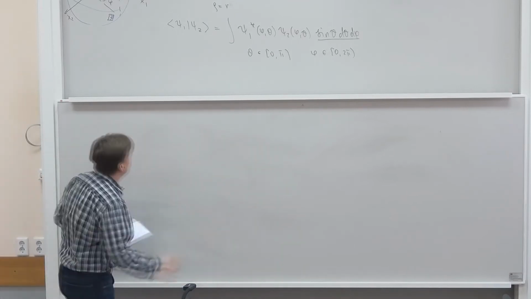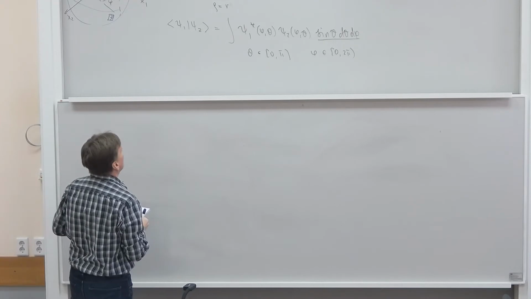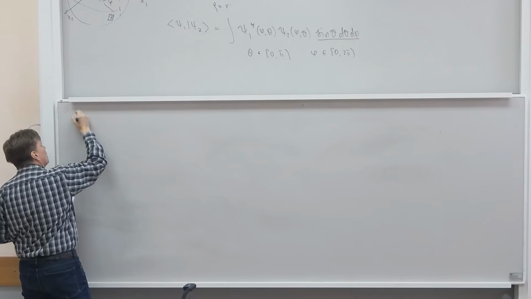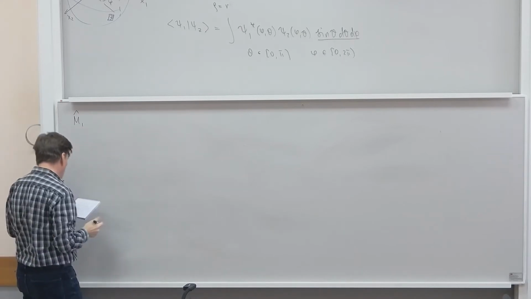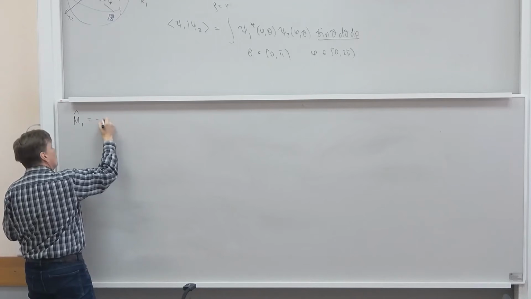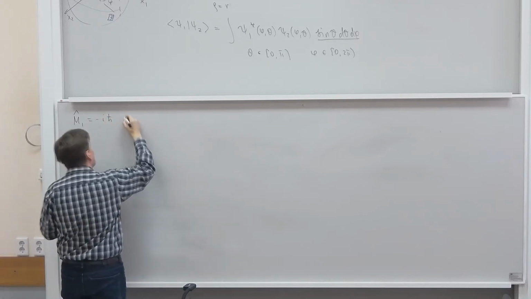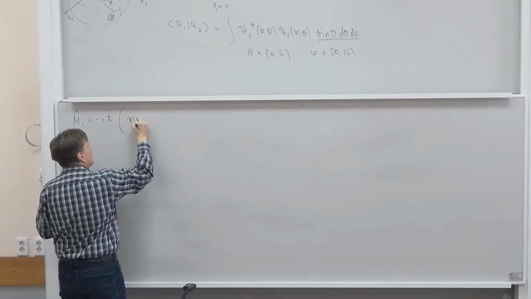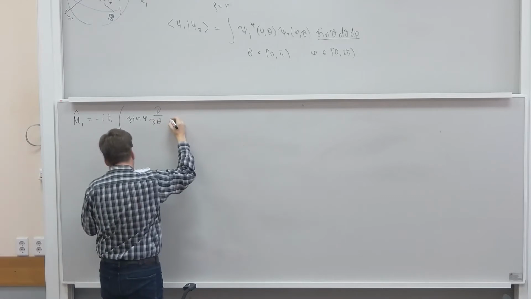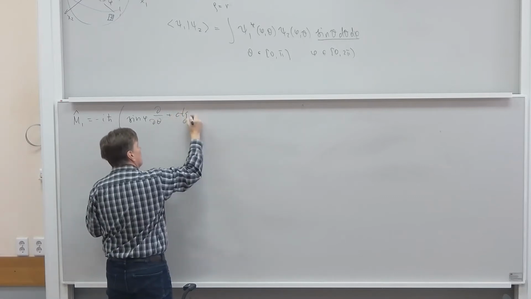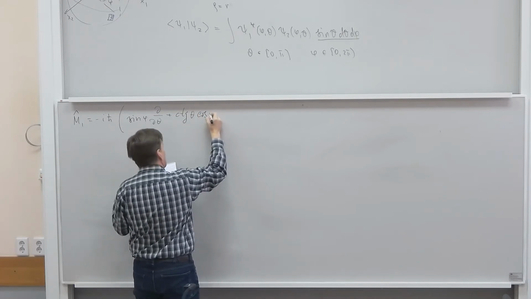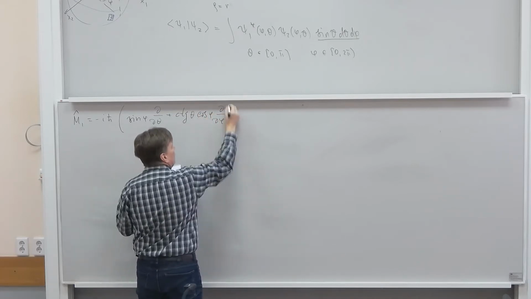So, in terms of spherical coordinates, the first component of the angular momentum operator takes this form: minus i h bar times sine phi d by d theta plus cotangent theta cosine phi d by d phi.